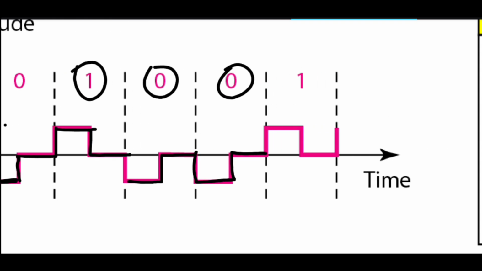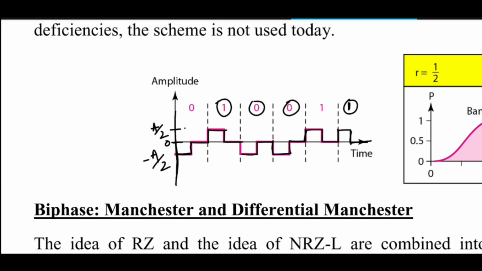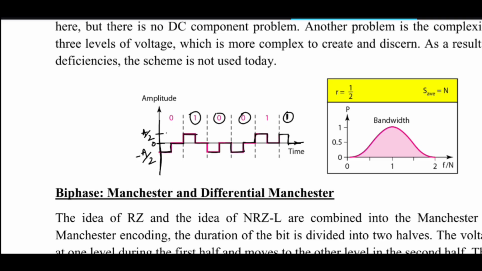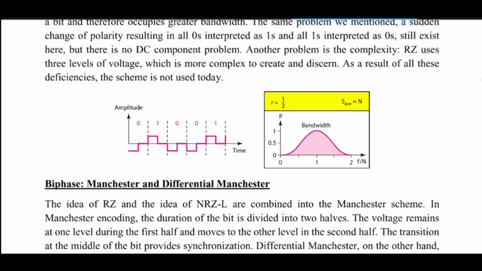Then a 1, starting from positive and returning to 0. And if there is another 1, then it will also start from positive and return to 0. Okay, like that our return to 0 model works.